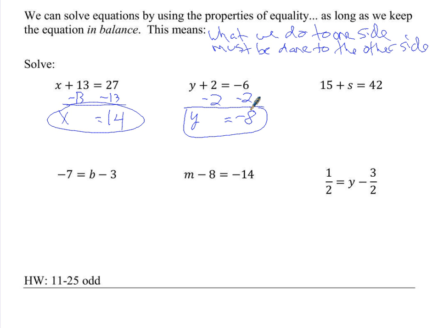And on the last one, we have 15 plus s equals 42. I want s to be by itself. What am I doing to s right now? I'm adding 15. So how do I take care of that? I'm going to subtract 15.